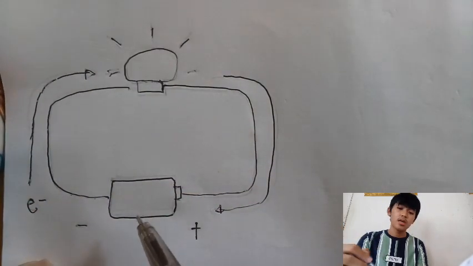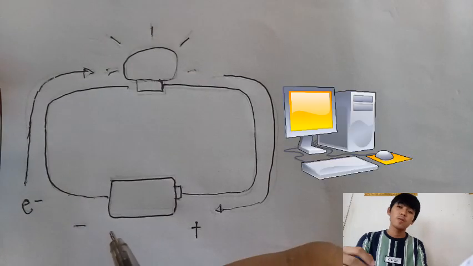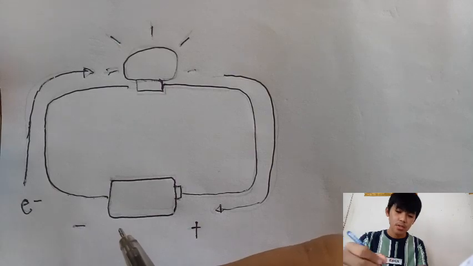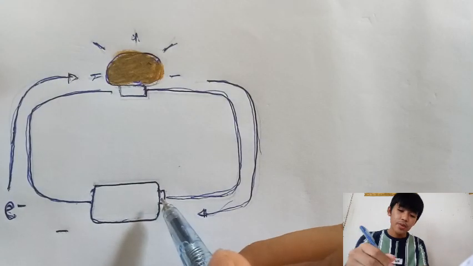So every time you power up your cell phone, your laptop, or even your computer, the battery is using chemical energy to convert it into electrical energy. So that's how work is done.